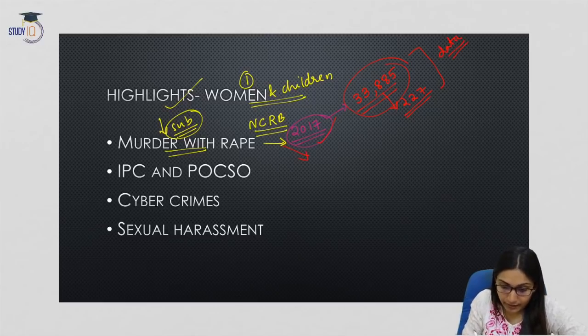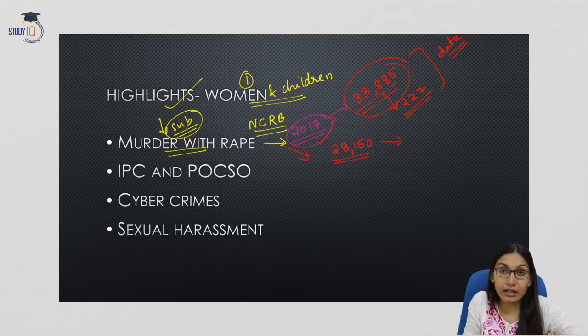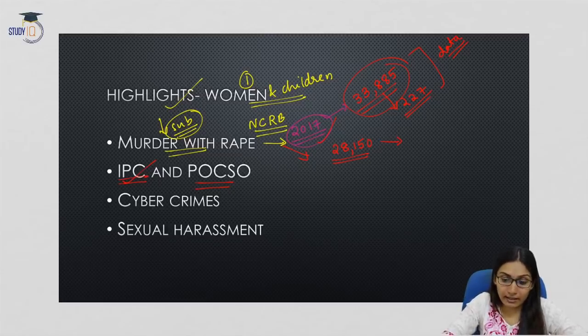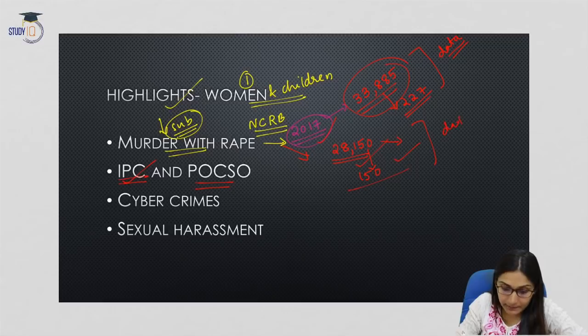Now, with regard to children, close to 28,150 children were raped, and cases were registered under the IPC, that is the Indian Penal Code, and the POCSO, that is the Protection of Children from Sexual Offences Act, that is the POCSO Act. Under the IPC and the POCSO Act, 28,150 children were registered for rape cases. Now, out of this 28,150, 150 were killed after being raped. So, these are the data available.